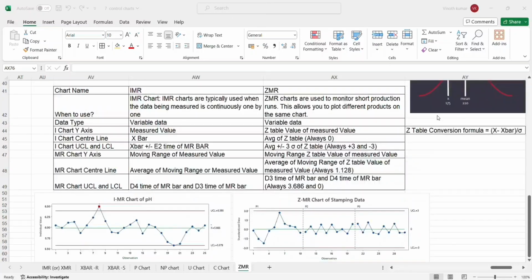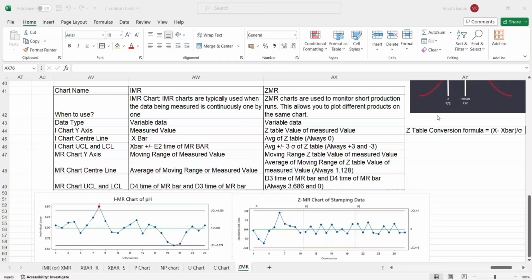To start with, I have created a table to give you a comparison, and I also created a small example to tell you the crux of what a ZMR chart is. Then I will take you through how the chart needs to be drawn in Minitab and how the chart needs to be drawn in an Excel file. First, let's understand the comparison of IMR and ZMR.